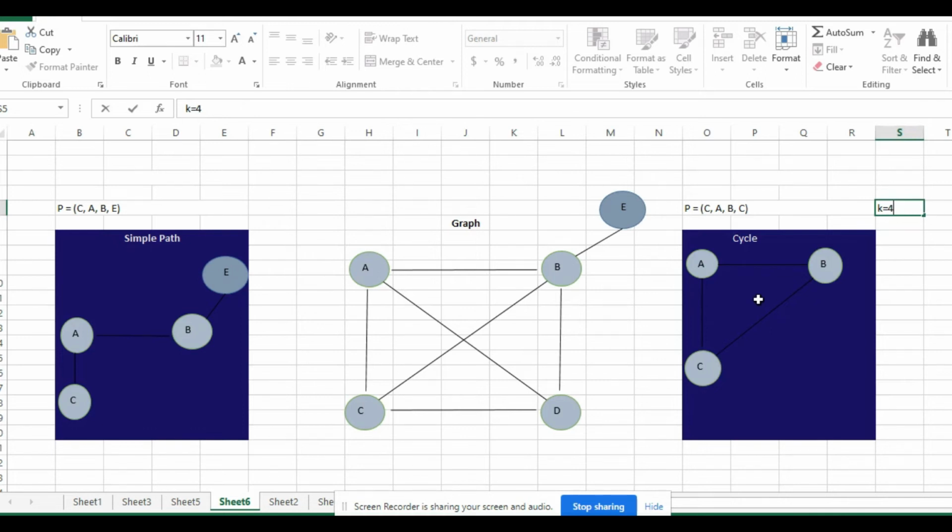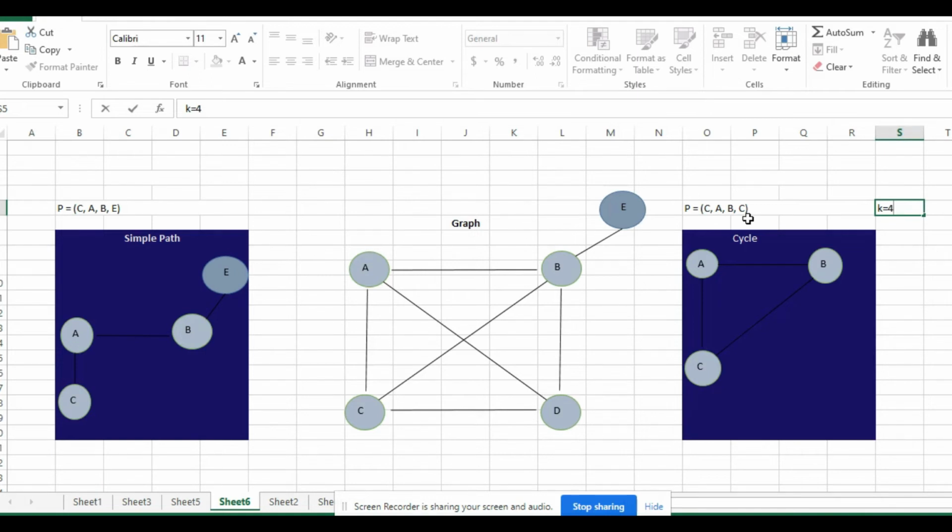So in order for something to be called a cycle, it must be a path, right? Since it's a path, that means it will travel through a sequence of vertices. The number of vertices in the sequence must be greater than or equal to 2. That means in order to be called a path, there must be at least two vertices. All right. And there is another condition, that is the first and the last vertex must be the same.